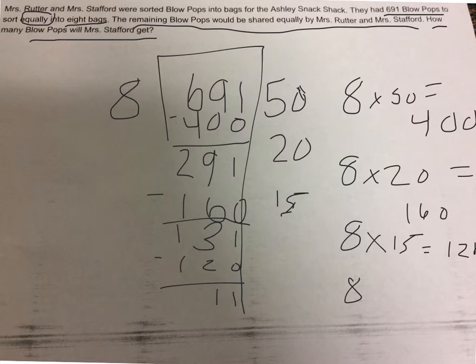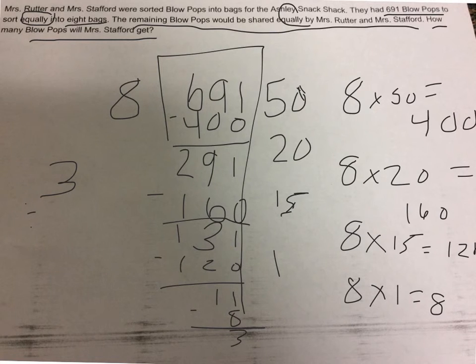And now we're going to do 8 times 1, which equals 8. And we're going to put the 1 on the side. And we're going to subtract 8, which equals 3. But since we need 8 to make a group, now that's going to be our remainder. So now what we're going to do is take the remainder, which is 3. This is what the question says: how many blow pops will Miss Stafford get? And what's telling you this information is the remaining blow pops will be shared equally between Miss Wetter and Miss Stafford. And let's just circle equally over there too.